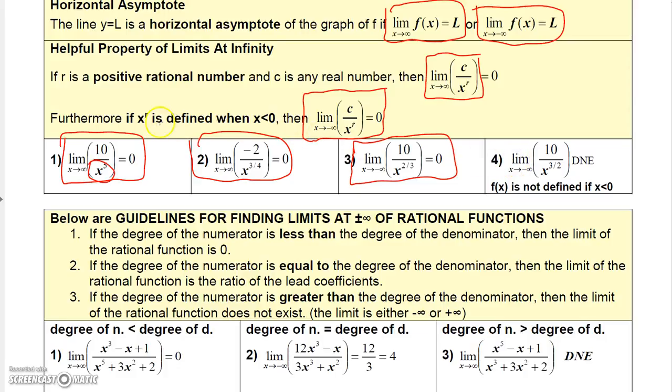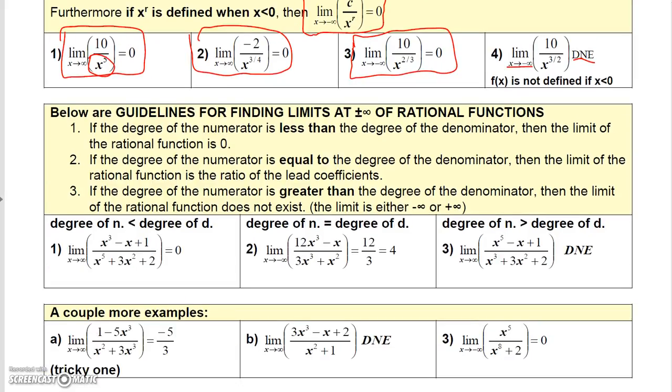What they're trying to be careful of here is you just have to be careful. This is actually the square root of x cubed. Well, for negative numbers, you can't take the square root of negative numbers. So you couldn't even have this function go to negative infinity, so that one would not exist. But in most cases, the limit's going to be 0.